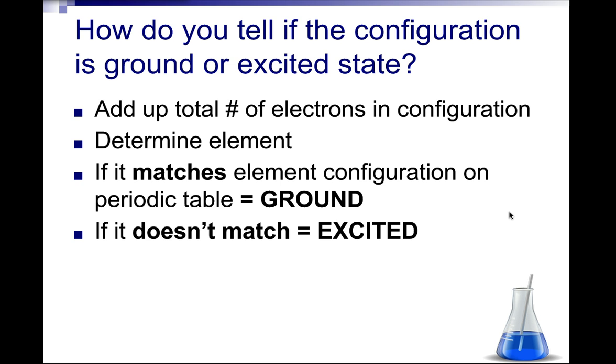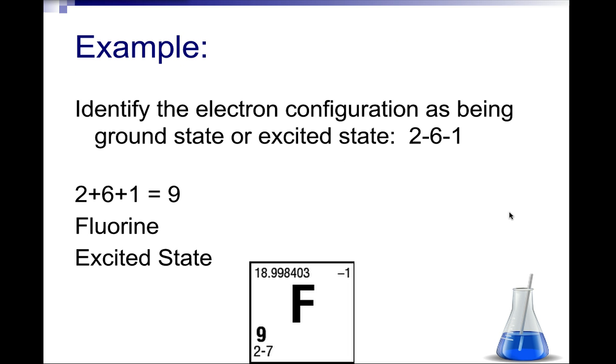So let's do some practice. For example, identify the electron configuration as being a ground state or an excited state.